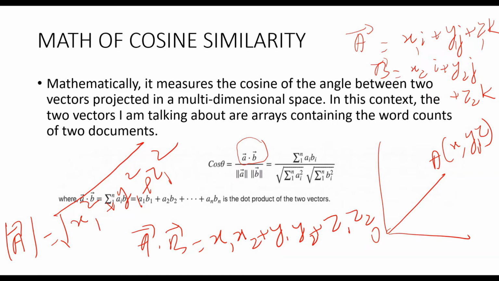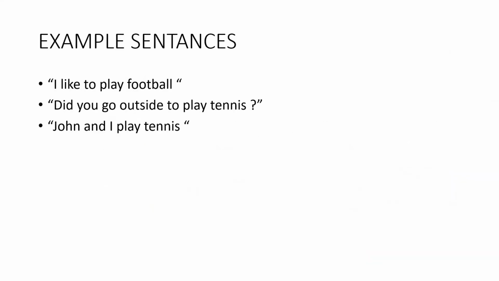From that, if we generalize this, we can write it in this form: sigma of 1 to n ai bi divided by the root of sigma of 1 to n ai square times the root of sigma of 1 to n bi square. That is a dot b over modulus a modulus b. So that is the math of cosine similarity. Mathematically, it measures the cosine of the angle between two vectors projected in a multi-dimensional space. In this context, the two vectors I am talking about are arrays containing the word counts of the two documents. The term TF stands for term frequency, while the term IDF stands for the inverse document frequency.